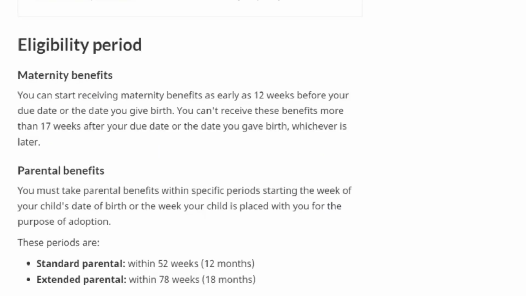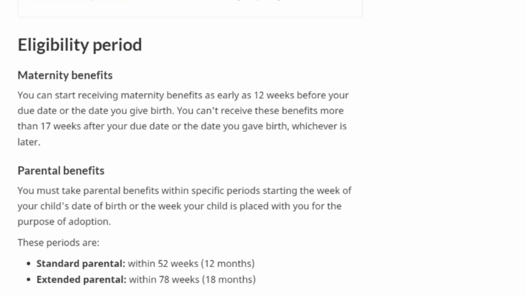Now let's understand the eligibility period for maternity benefits and parental benefits. Maternity benefits: you can start receiving maternity benefits as early as 12 weeks before your due date or the date you give birth. You can't receive these benefits more than 17 weeks after your due date or the date you gave birth, whichever is later.